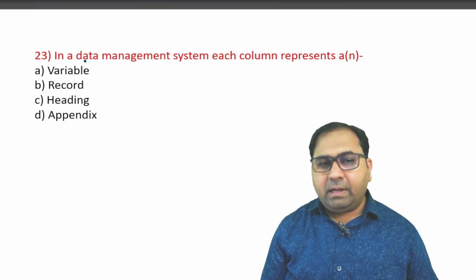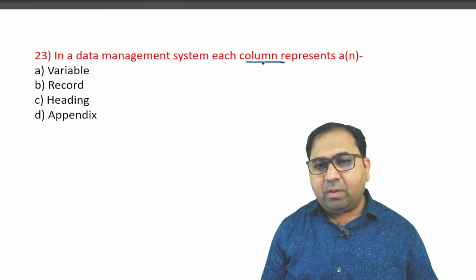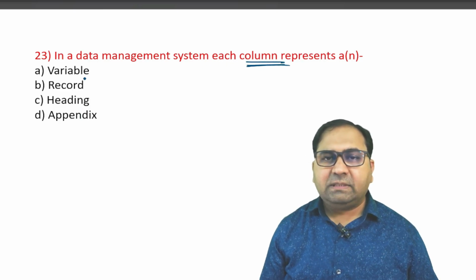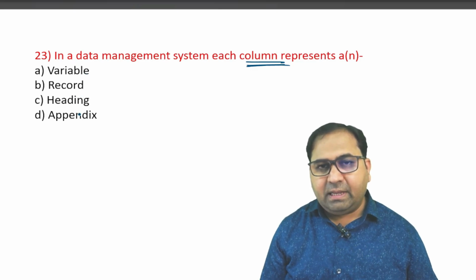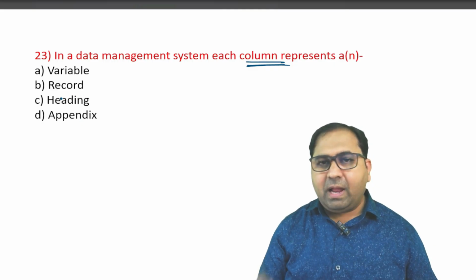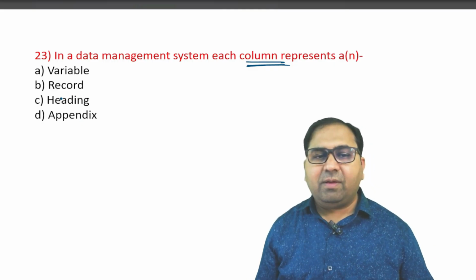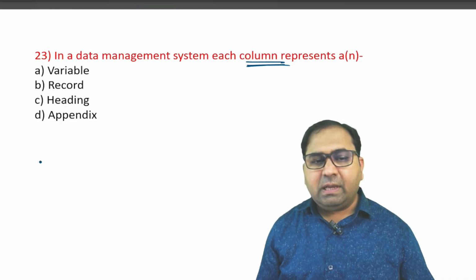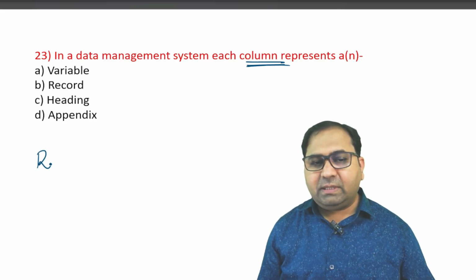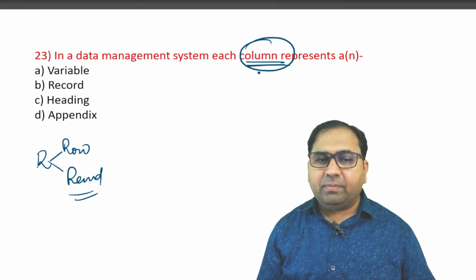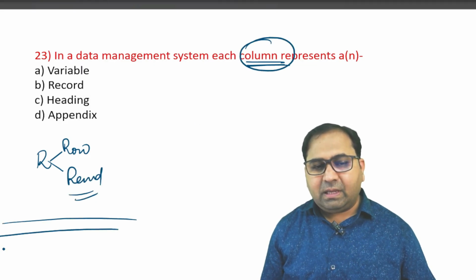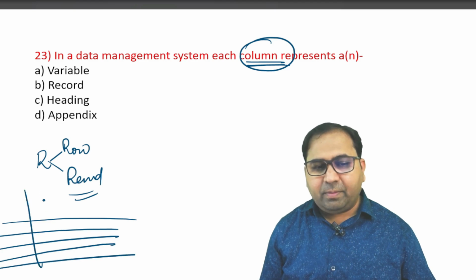Next question. In a data management system, each column represents what? Options are A, variable, B is record, C is heading, or D is appendix. If you can remember, we had a similar type of question previously where they asked in the data management question that each row represents what? We said R for row and R for record. Now they are asking regarding the column. Rows are in this way. Okay. Columns will be in this way.